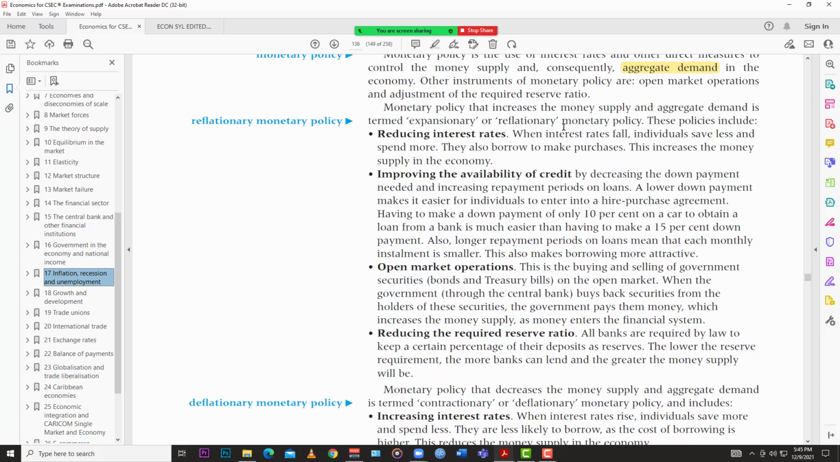Monetary policy that increases the money supply and aggregate demand is termed expansionary, as we said before. So if you want to increase the money supply and demand, that's expansionary. These include reducing interest rates, improving the availability of credit, open market operations, and reducing the required reserve ratio. We went through all of them before, but we'll just jump to them again.